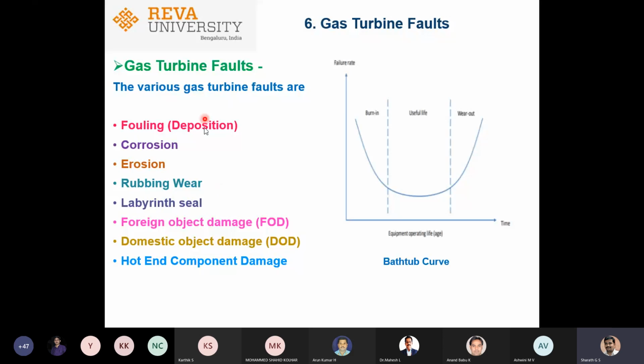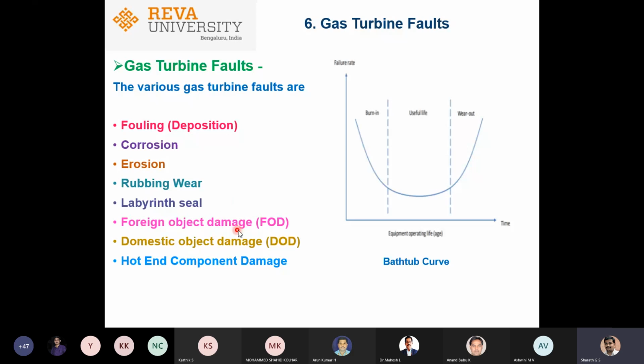Then moving on to labyrinth seal. Labyrinth seal is also a gas turbine fault. It normally prevents any leakage of oil or air from the suction to the discharge side. It will not have much effect on the flow capacities, but it will have some slight impact on the efficiencies. Foreign object damage, I have already discussed.